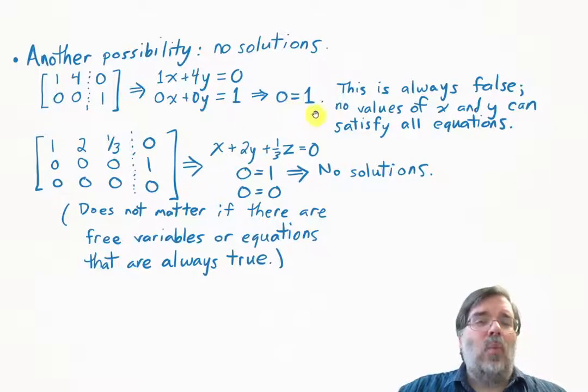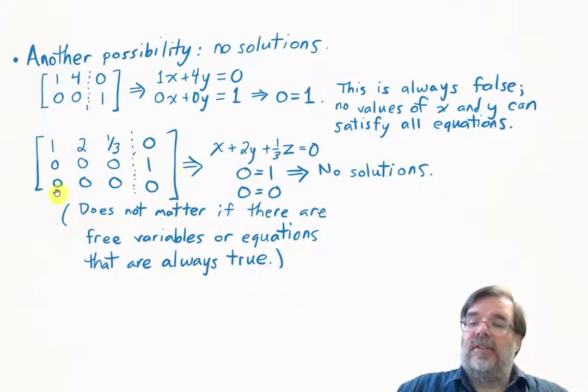This is saying 0 equals 1. That's not true. The second equation is always false. So no matter what values you pick for x and y, you cannot satisfy all of these equations. There is no solution to this set of equations represented by this augmented matrix. So for something like this, you'll have no solutions.